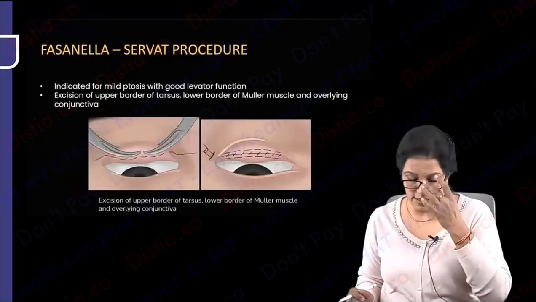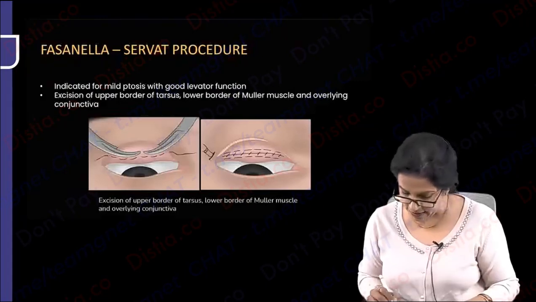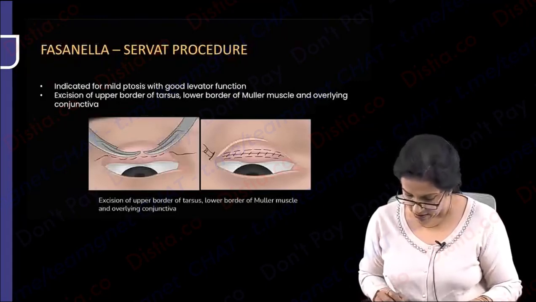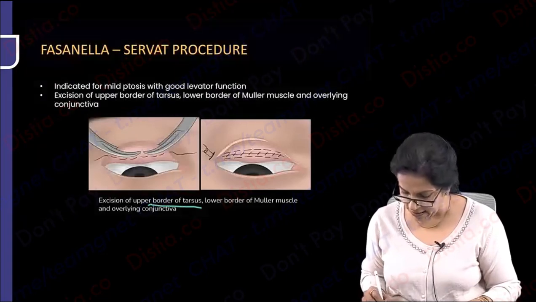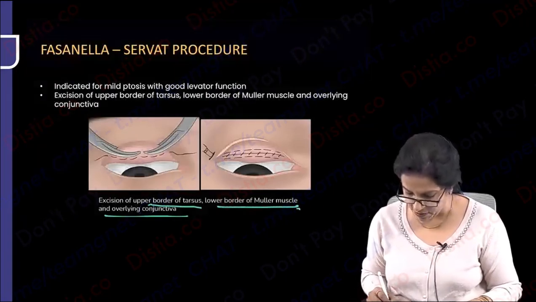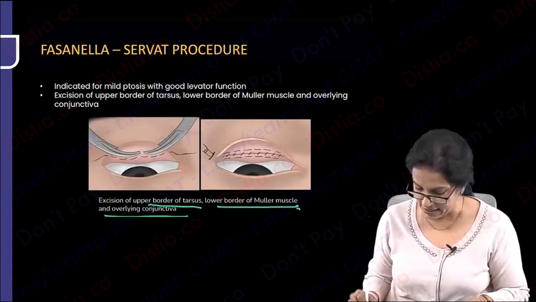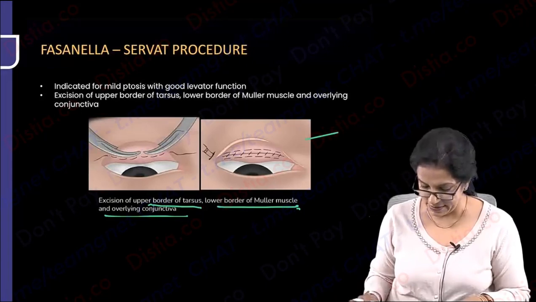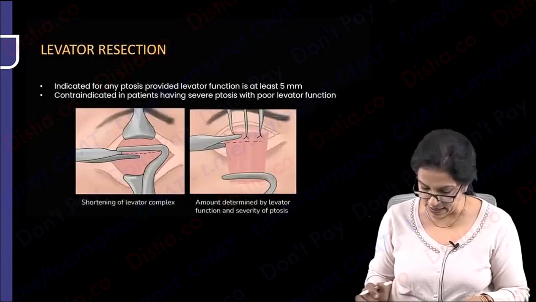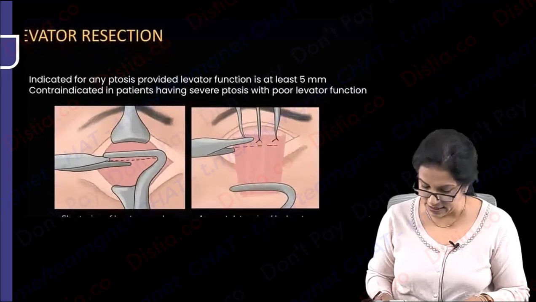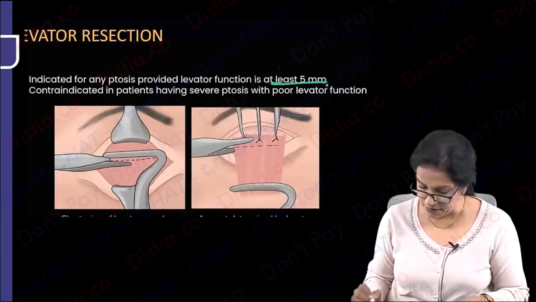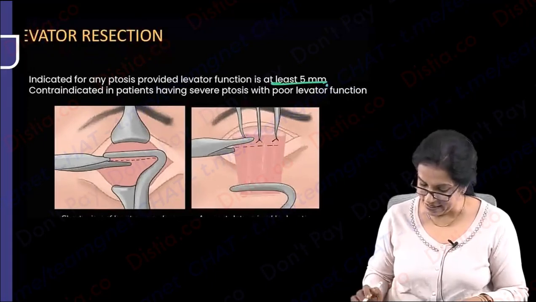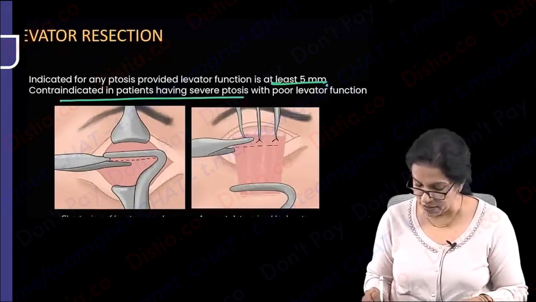Okay, so let's have a look at these slides. This is the Fasanella-Servat. As I said, we are going to excise the upper border of tarsus, lower border of Muller's and the overlying conjunctiva by inverting the lid like this. Now this one is your LPS resection. At least 5 mm action should be there. In severe ptosis, it should not be done.